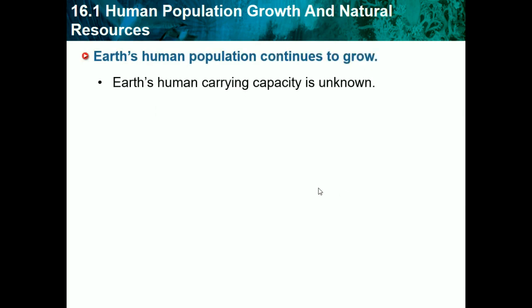So Earth's human population continues to grow. Earth's human carrying capacity is unknown. So our population grows exponentially. For millions of years, a very long time in Earth's history, our population was very little, but in the last couple hundred years, our population has been skyrocketing exponentially. So it's like an exponential curve. It goes steadily up, and then at the end, it just shoots up.